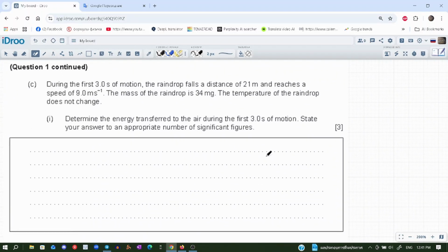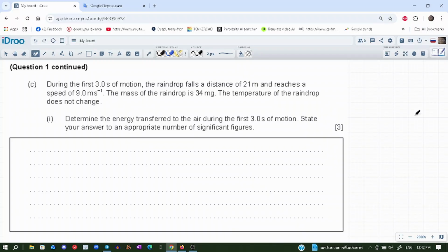During the first 3 seconds of motion, the raindrop falls a distance of 21 meters and reaches a speed of 9 meters per second. The mass of the raindrop is 34 milligrams. The temperature of the raindrop doesn't change. Determine the energy transferred to the air during the first 3 seconds of motion. State your answer to an appropriate number of significant figures.